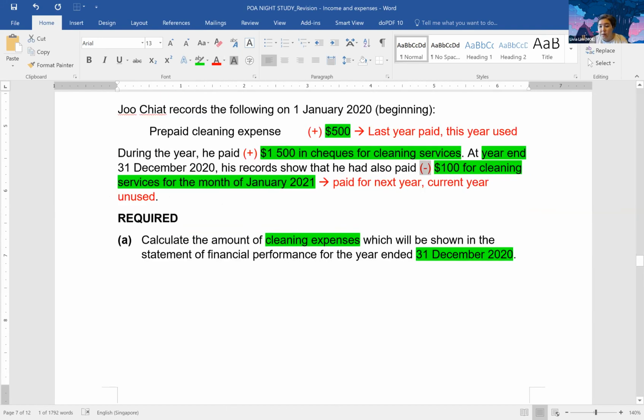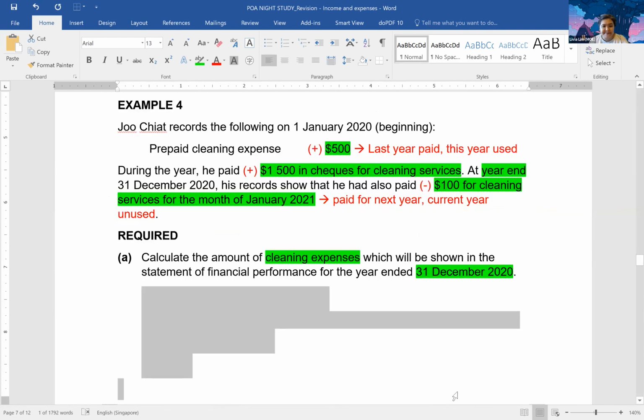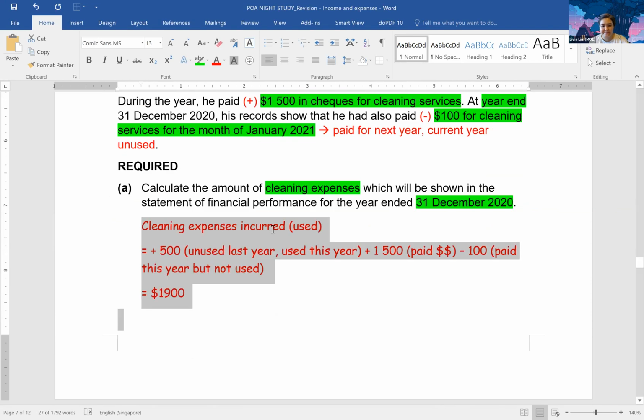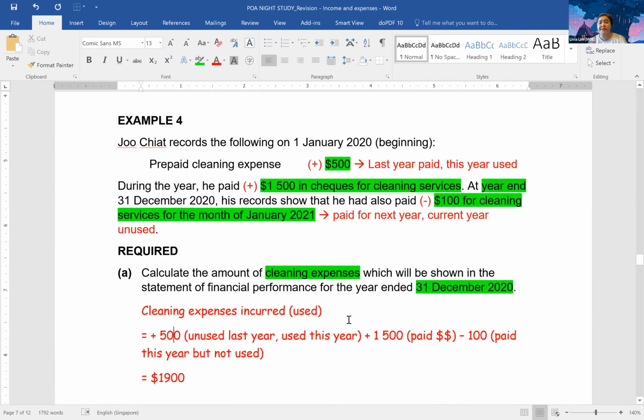So your whole answer will look something like this. You need to increase $500 because it was unused last year. This year, only then you will use it. You will need to increase $1,500 because that's the amount that you paid. Everybody got that?